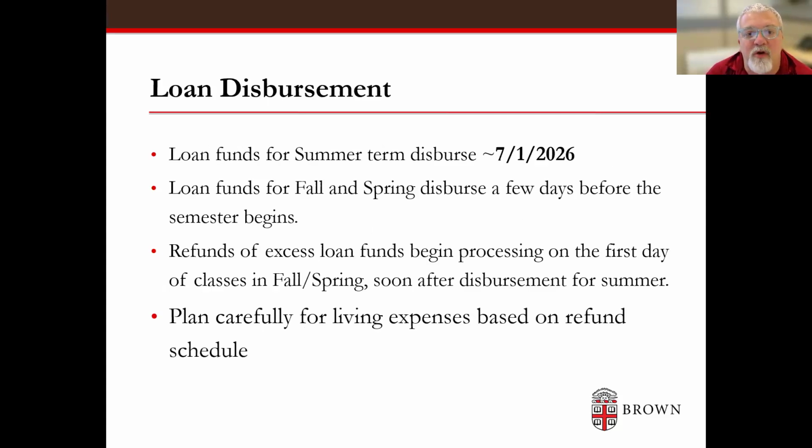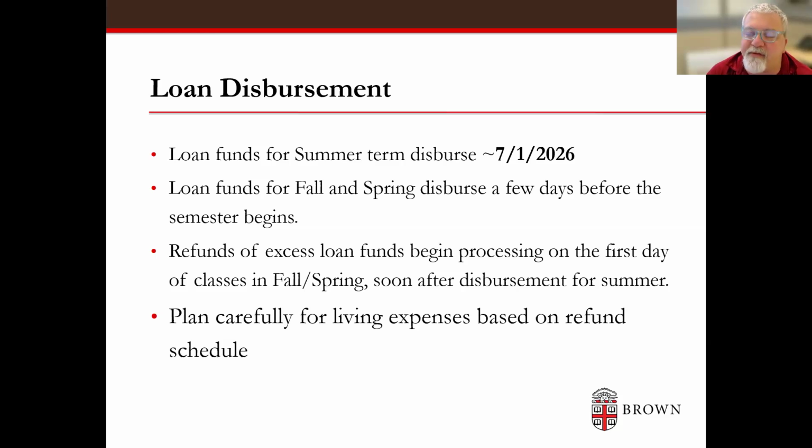Loan disbursement. Loan funds for summer term disburse 7/1 of 2026, so we're getting to that fiscal and calendar year type of thing here, but again, 7/1/26. Loan funds for fall and spring disburse a few days before the semester begins. Refunds of excess loan funds begin processing on the first day of classes in fall and spring, and soon after disbursement for summer. Plan carefully for living expenses based on the refund schedule.